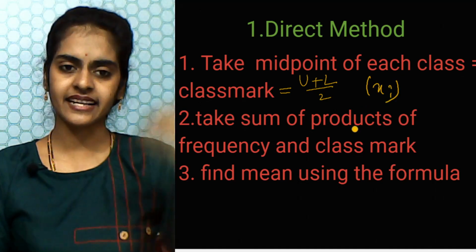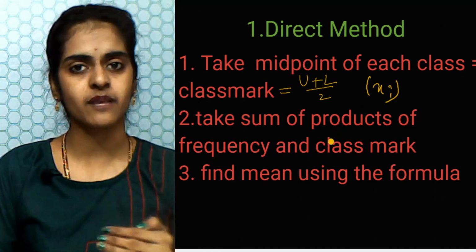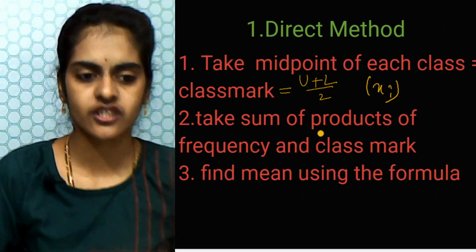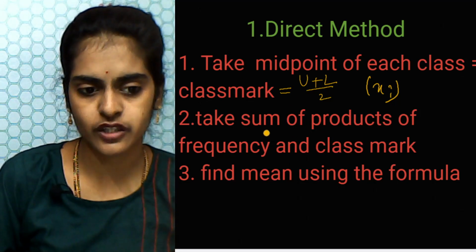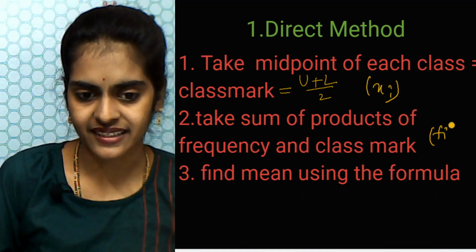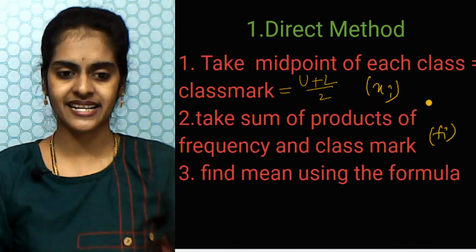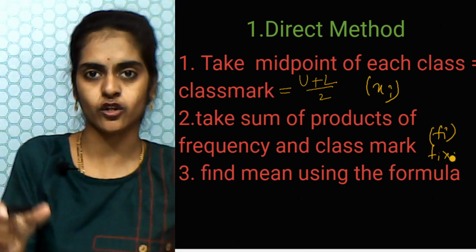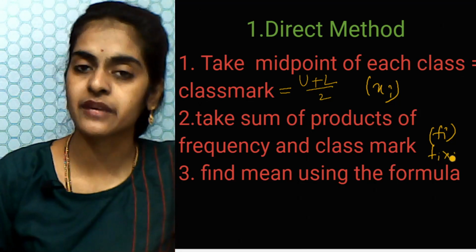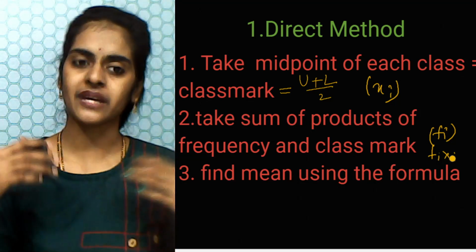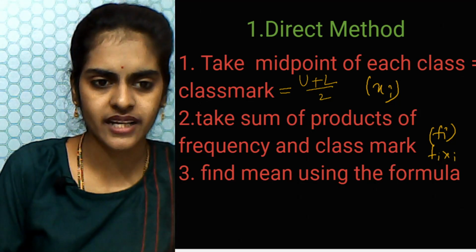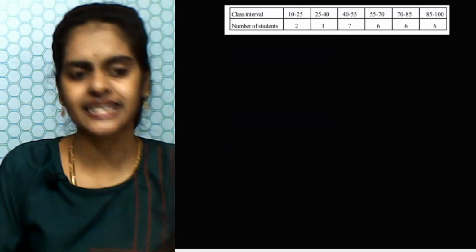And then the next step is we find the sum of the products of the frequency and class mark. If you denote frequency by fi, and the class mark, as I told you, by xi, then fi xi will be the product, and that will be the next column. Then we will use the mean formula to calculate the mean of the given data using the direct method. Yes, so I'll take one example and explain it in detail.